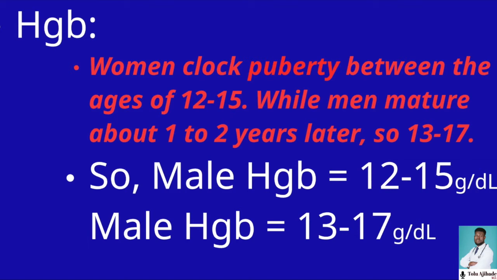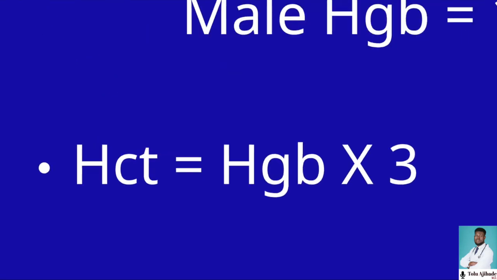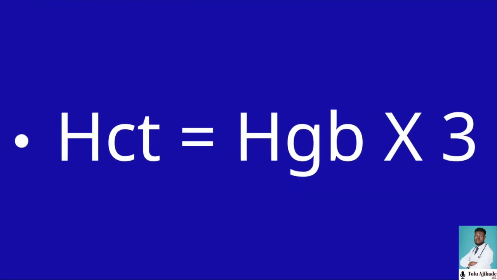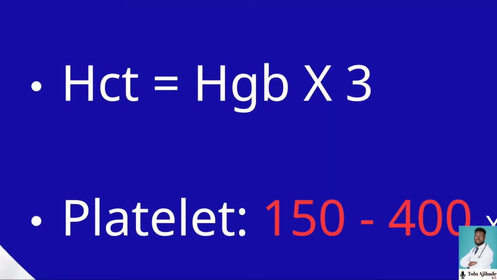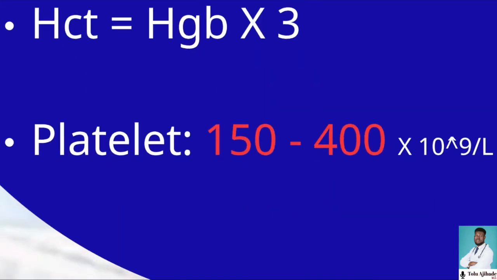Let's get to the hematocrit. We all know that hematocrit is 3 times the hemoglobin value. So when you see hemoglobin, you know hematocrit by multiplying that value by 3. When you know hematocrit, you know hemoglobin by dividing by 3. I guess that's very simple. And then for the platelets, this is the second value you just have to know.